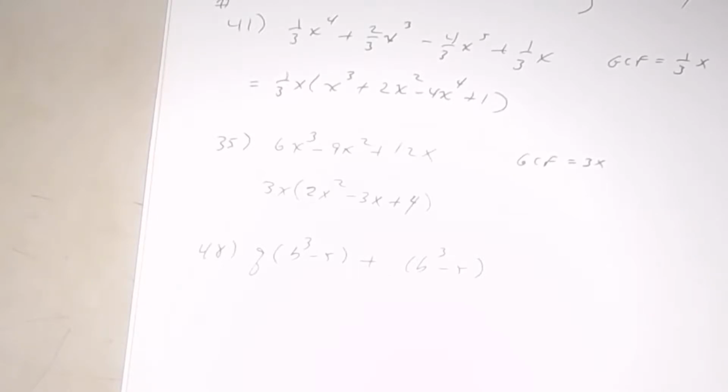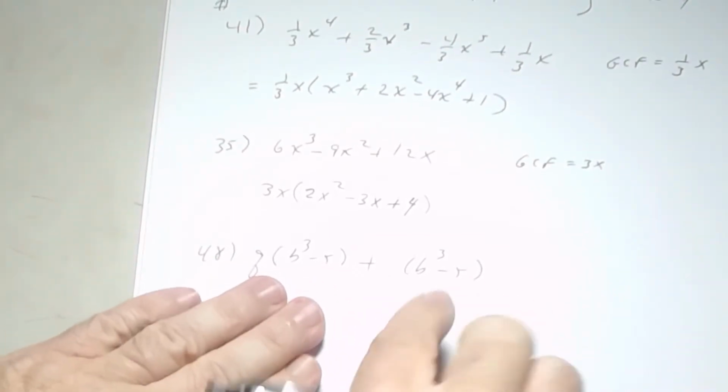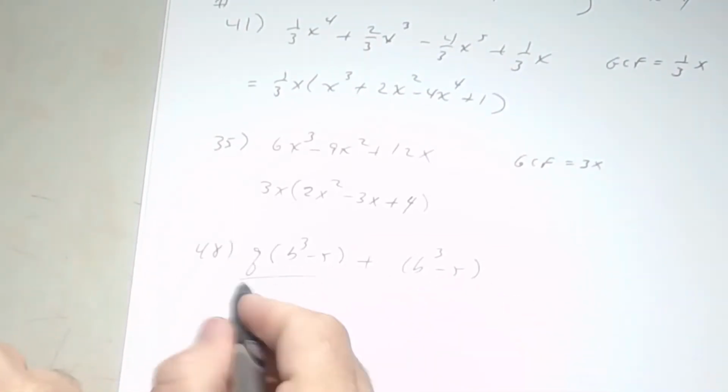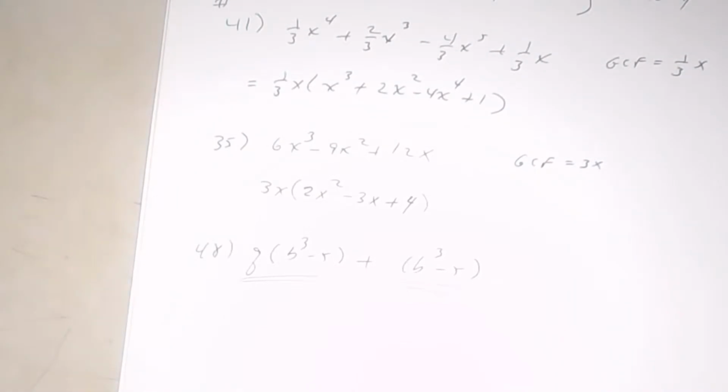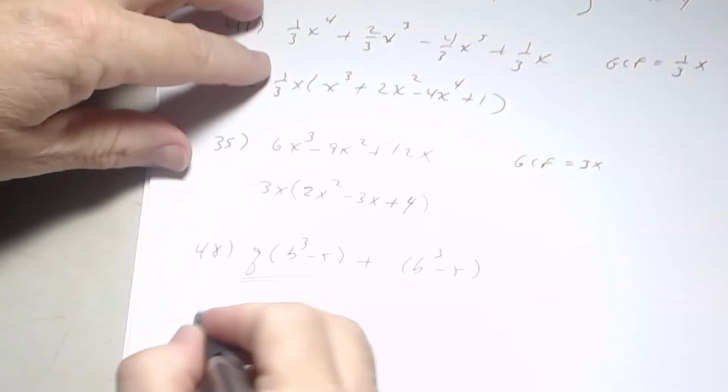Now, this is taking us into grouping. We're about to do grouping. It's going to look like this. So notice if I look at these two terms here, they have something in common, right? What's the GCF of those two terms? B cubed minus 5. So I would take that, pull it out in front.